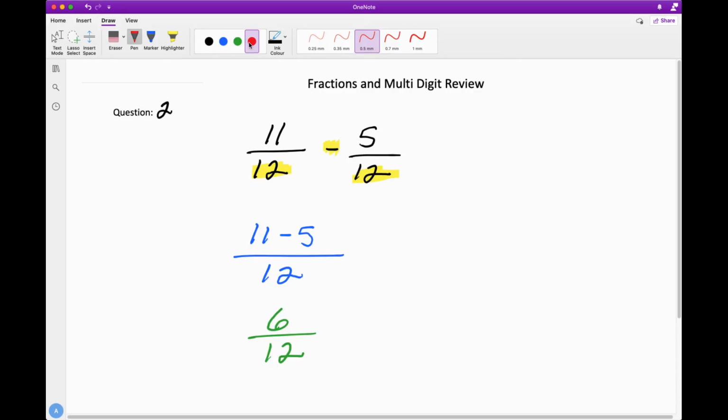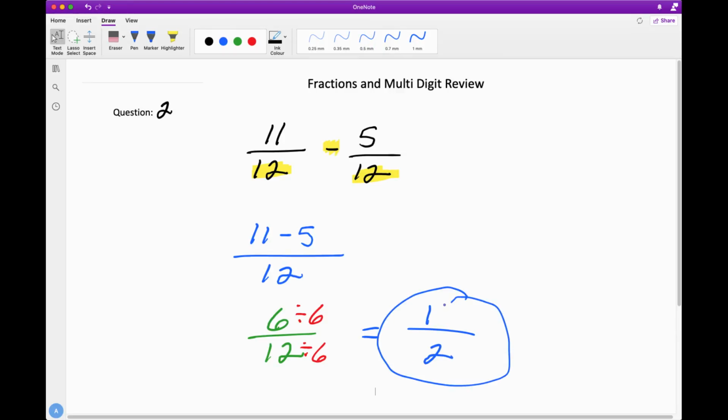Once again, if you just left it like this, you're going to get partial credit and not full credit. So now we ask, are there any numbers that divide into both 6 and 12? Yes, they are both divisible by 6. So I will divide 6 by 6, which is 1, and divide 12 by 6, which is 2. So our final answer for this question is 1/2.